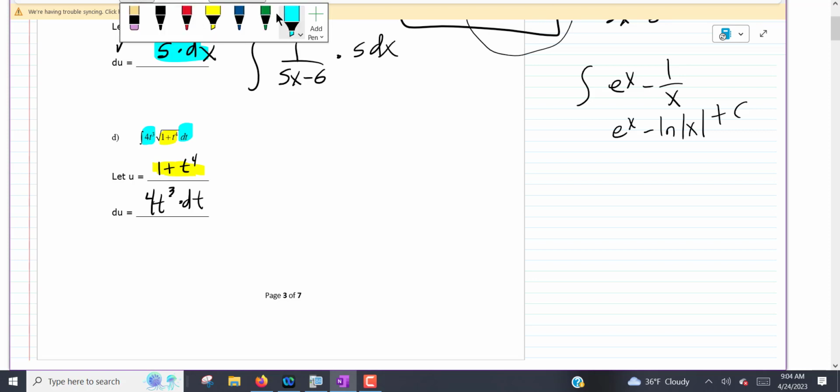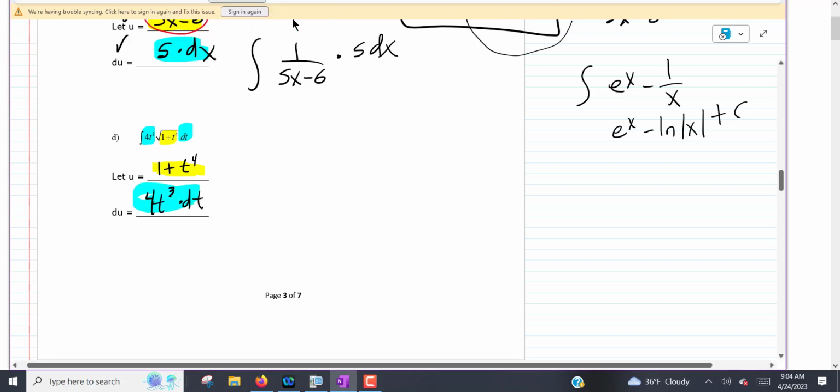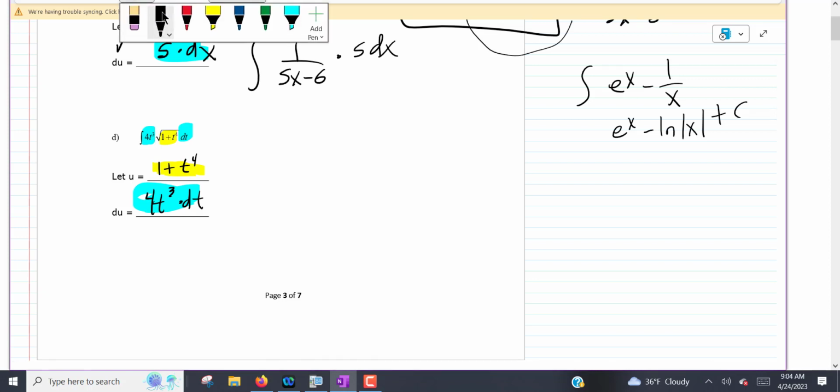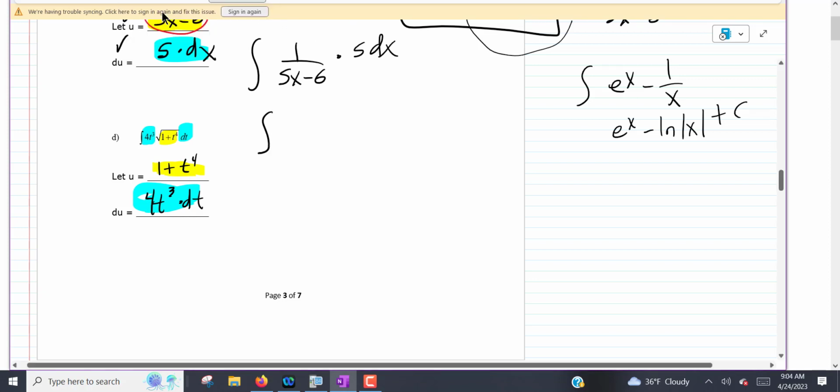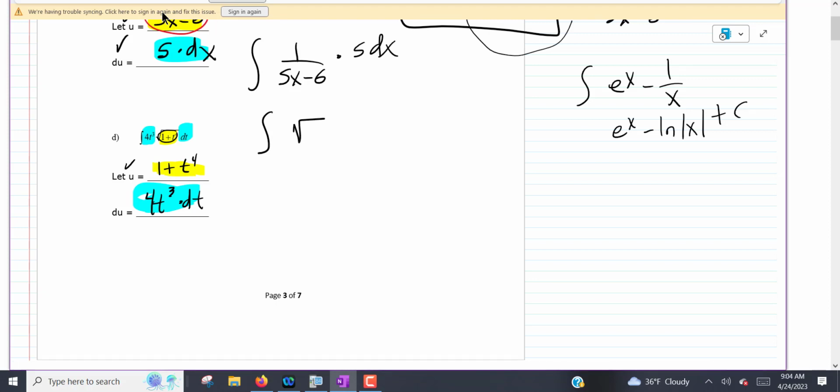We're just going to focus on this type right here then. So what we get now is the 1 plus t to the fourth. That's going to become u. You'll have square root of u. You want the square root in there. And then the 4t to the third dt is going to become du. So what you've done is you've translated this into an integral that you can do. Okay, any questions so far?